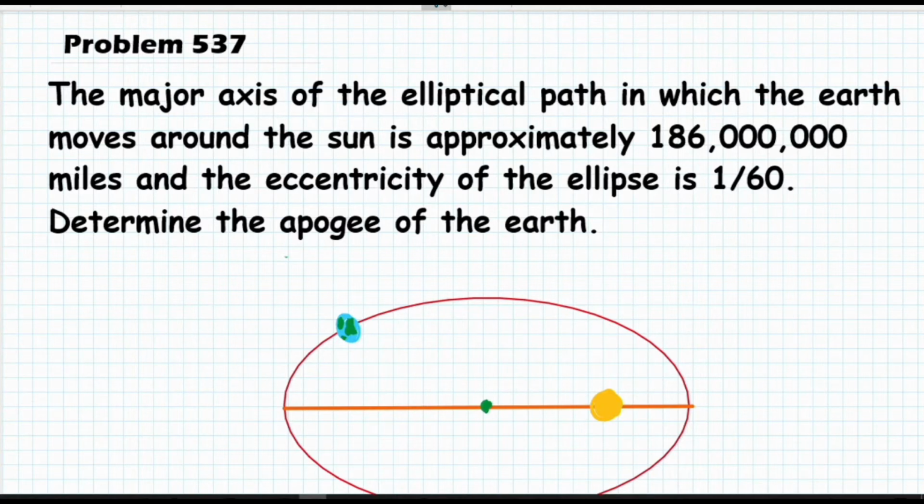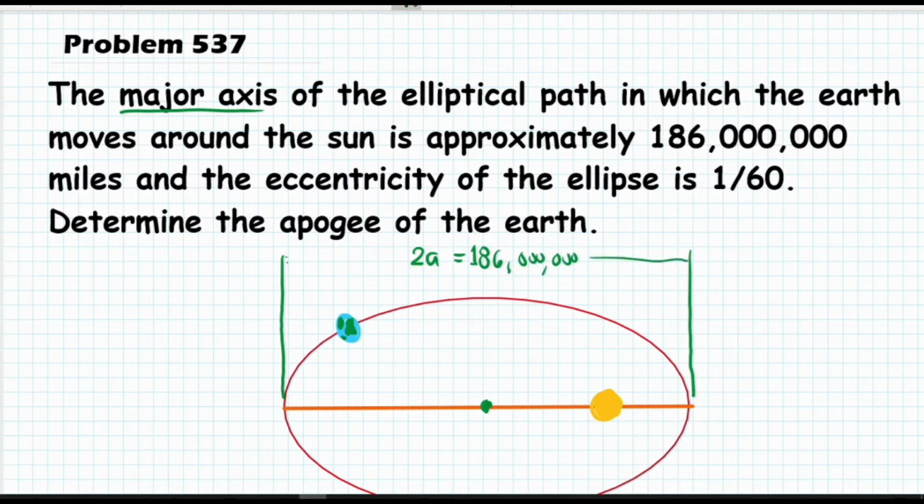Okay? So, hanapin natin yung mga given. Yung given natin is meron daw tayong major axis. At alam natin, mula dito hanggang dito, yan yung major axis natin. And our major axis is equal to 2a and that is equal to 186 million miles. Okay, so sobrang layo. Tapos, meron ka rin daw given na eccentricity. So, your eccentricity is equal to 1 over 60. Pagkatapos, ang hahanapin mo naman daw is yung apogee.